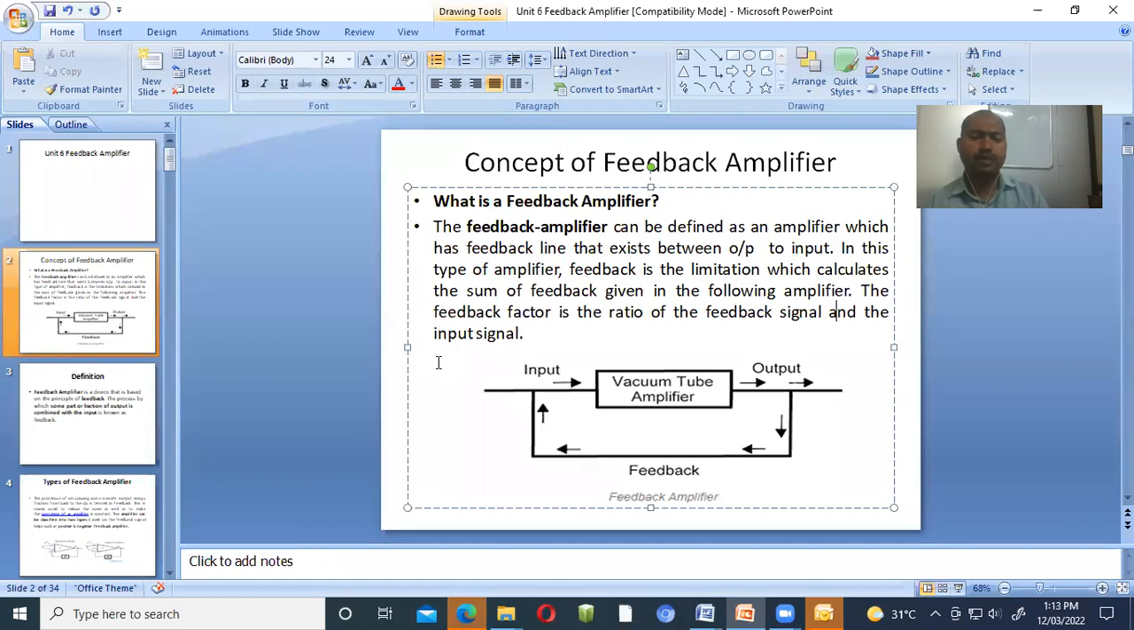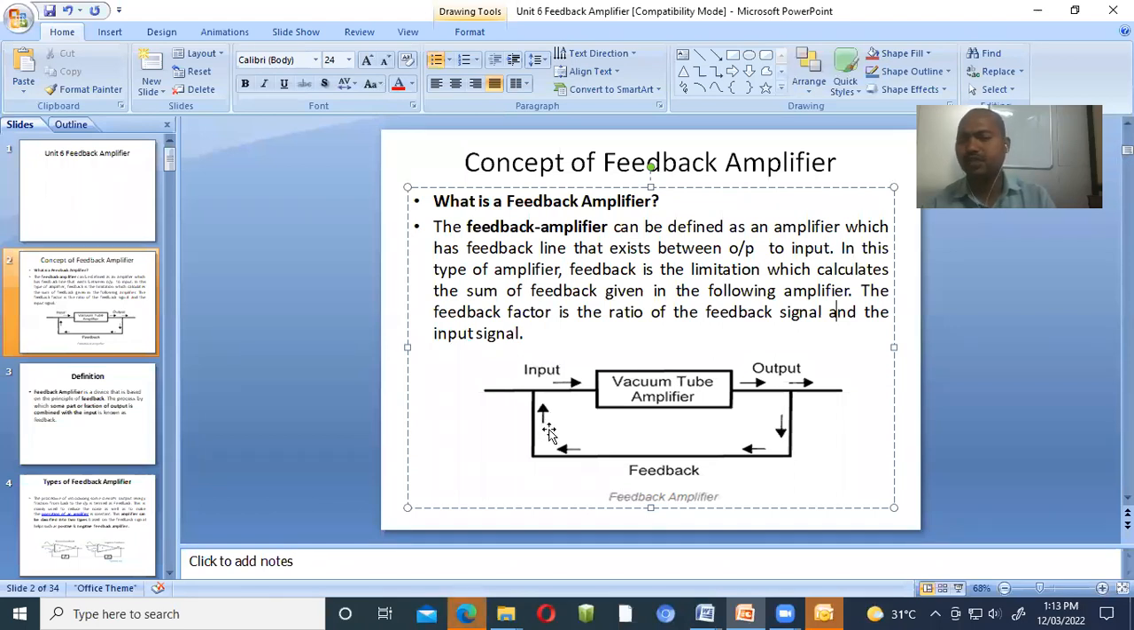So a feedback amplifier indicates that, seeing the feedback amplifier concept, feedback is used first. Okay, so in this case feedback is used. See, the above figure shows that feedback is used. Feedback means what? We are applying any input to any device, and its output is coming. Part of the output is again applied to the input. Okay, this is called feedback.